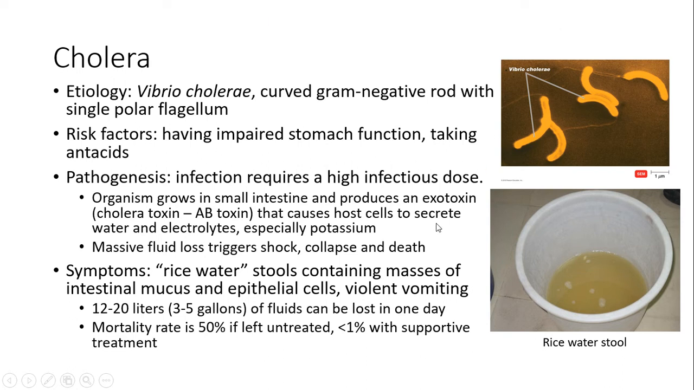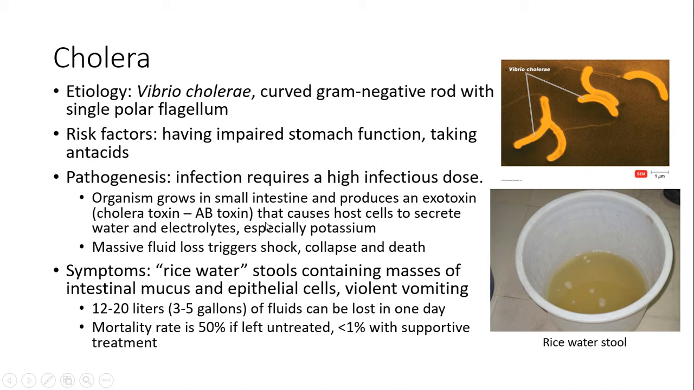The pathogenesis for this is going to require infection with a very high infectious dose. And it's going to be a fecal-oral ingestion route of transmission. The organism is going to grow in the small intestine and produce an exotoxin. That's one of those AB toxins. So this is another one of those weird examples where an exotoxin is produced by a gram-negative. Usually we associate those with gram-positives, but cholera and Bordetella pertussis are both examples of ones that sort of violate that rule.